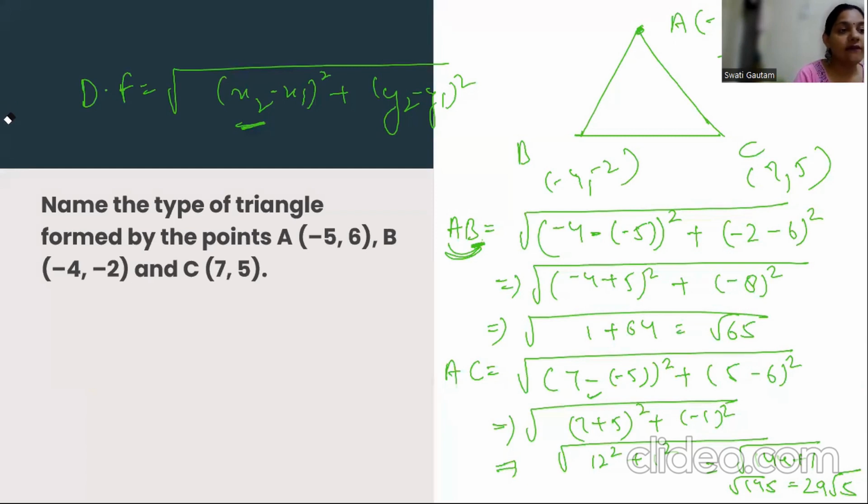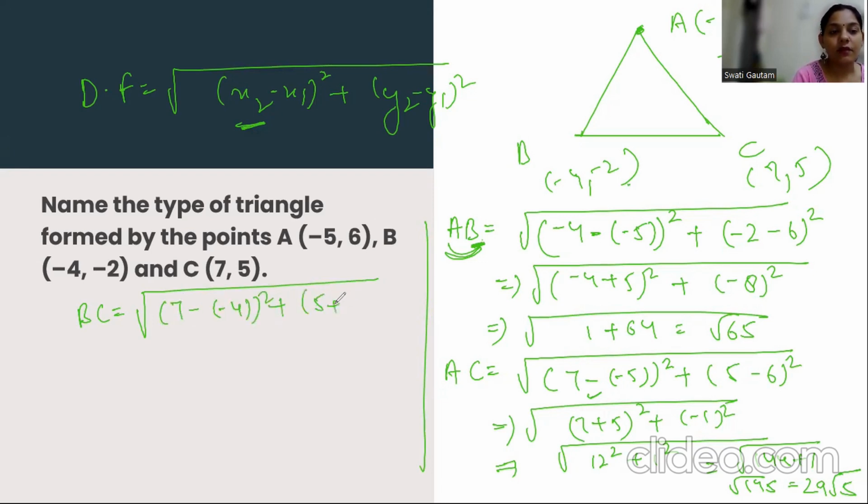So same formula I will use to find BC. So BC is under root. Now for BC, x1, y1 I will get from B, and x2, y2 I will get from C. So minus sign and minus of the 2. So I will not do it in a hurry.